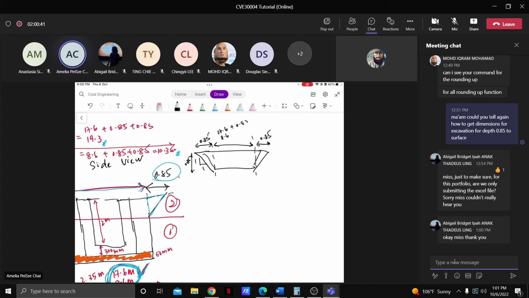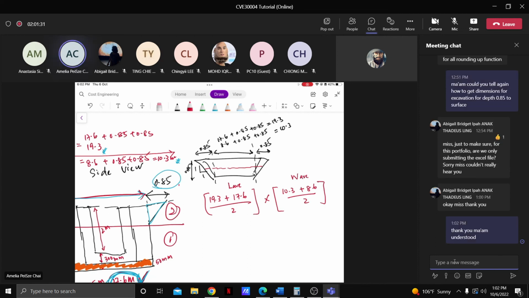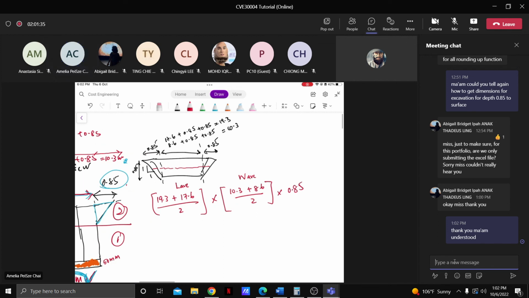So you add these two sides to get your longest length and longest width. Okay, so you get 19.3 and 10.3, correct? Then for the trapezium, we get an average length: 19.3 plus the original one, which is 7.3, divided by 2. This is your average length. Then you multiply by your average width, which is 10.3 plus 8.6 divided by 2. This is your W average. After that, you multiply by the depth. The cube. Is that okay?